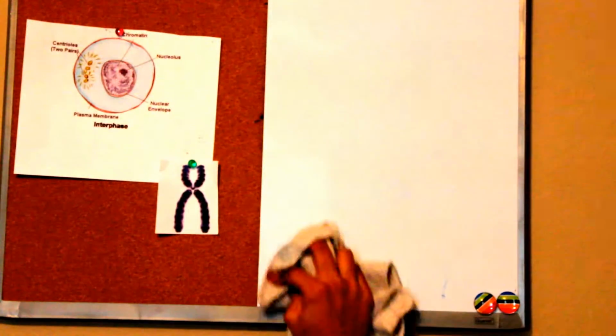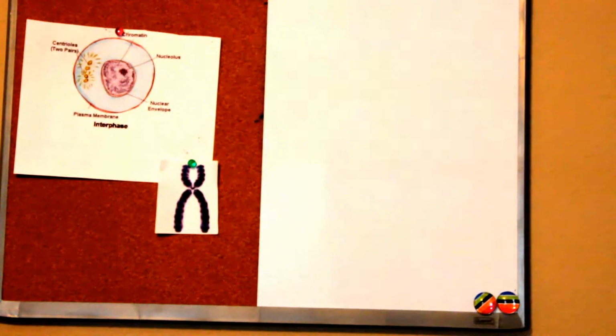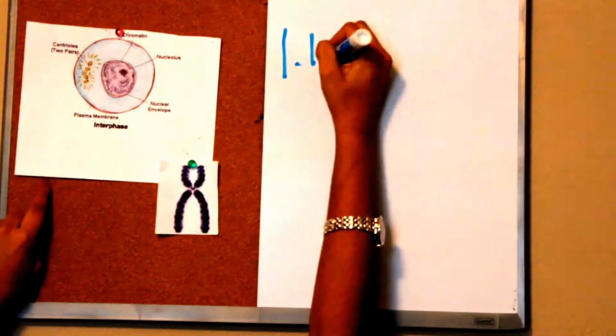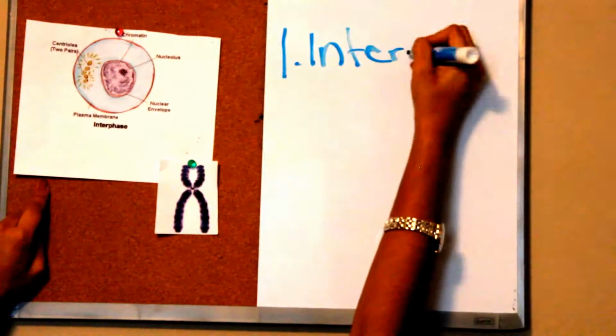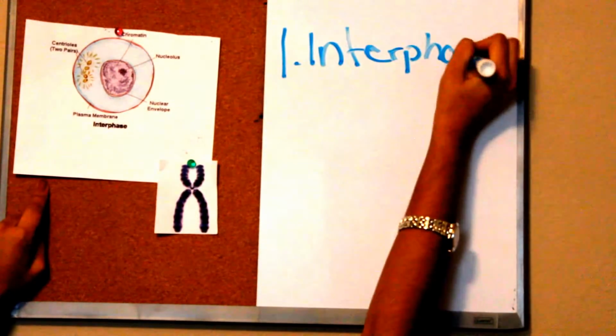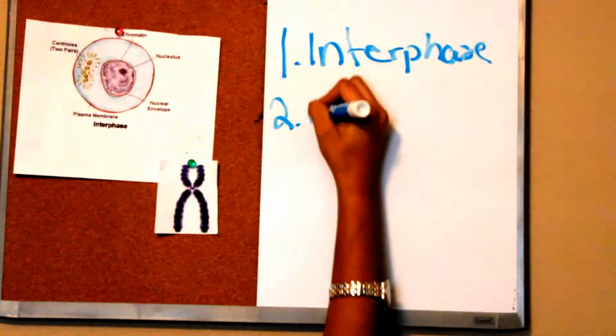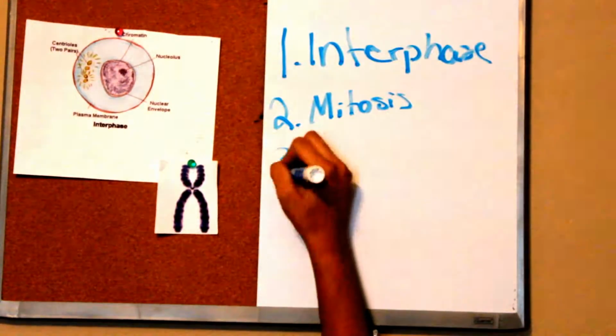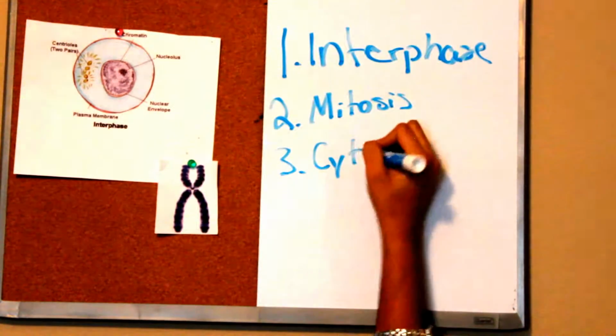There are three parts to the cell cycle. The first part of the cell cycle is interphase, which is shown over here. The second part is mitosis. And the third part is cytokinesis.